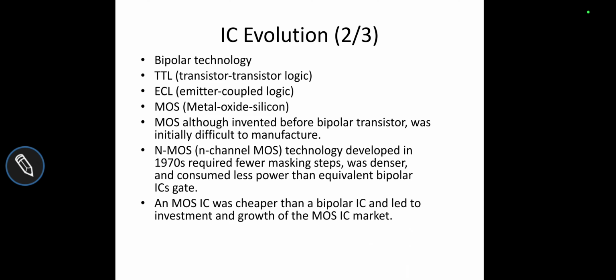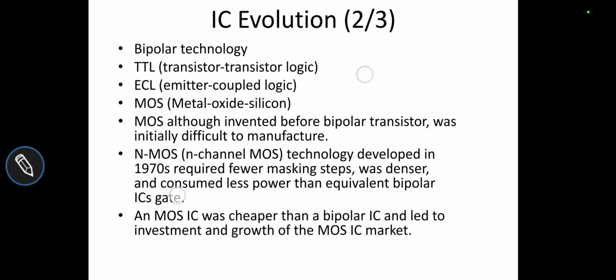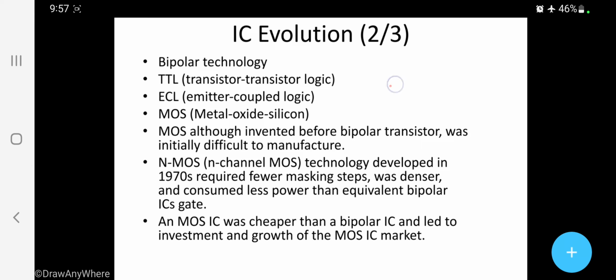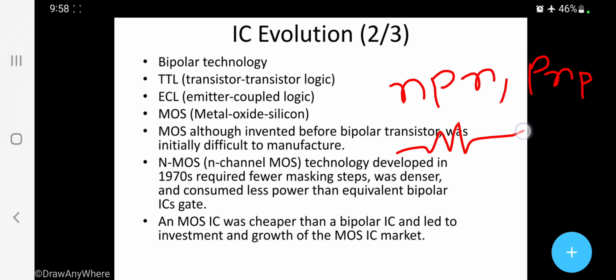Next we have evolution with respect to the type of technology used. Here bipolar technology, where BJTs are going to be there, and fabrication of bipolar IC used to be there. In bipolar IC, you know the bipolar transistor, suppose you have NPN or PNP. A combination of these two you can have, depending on the circuit which you are going to design.